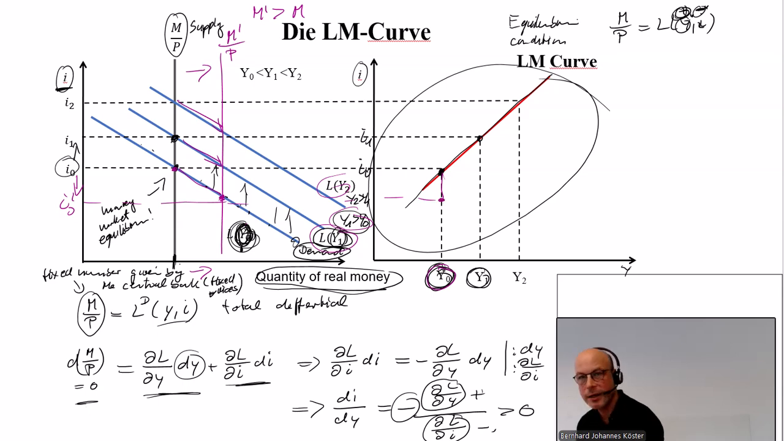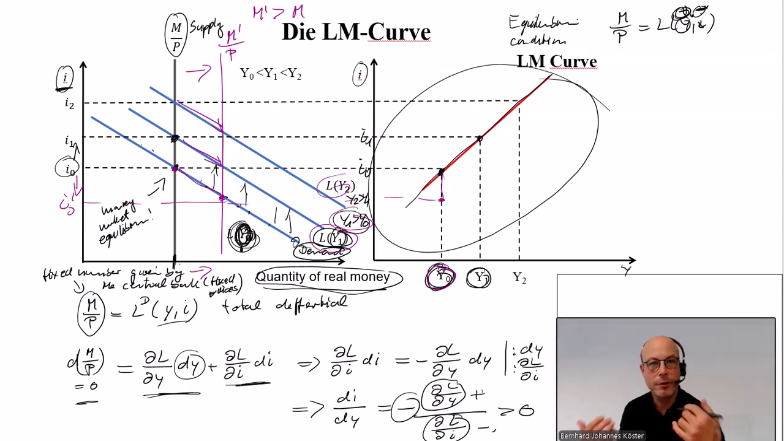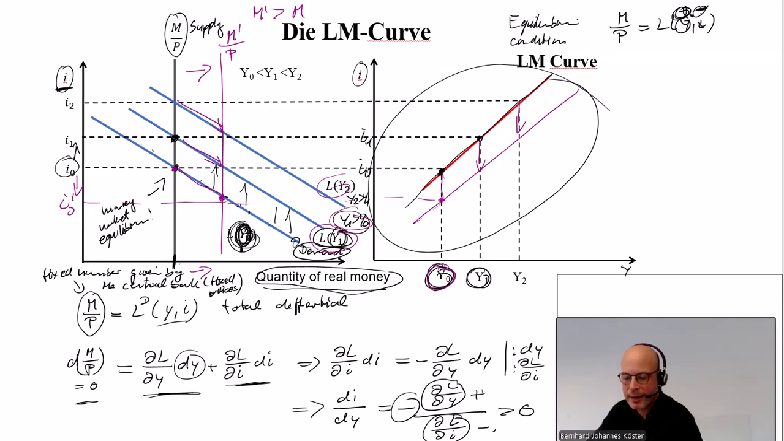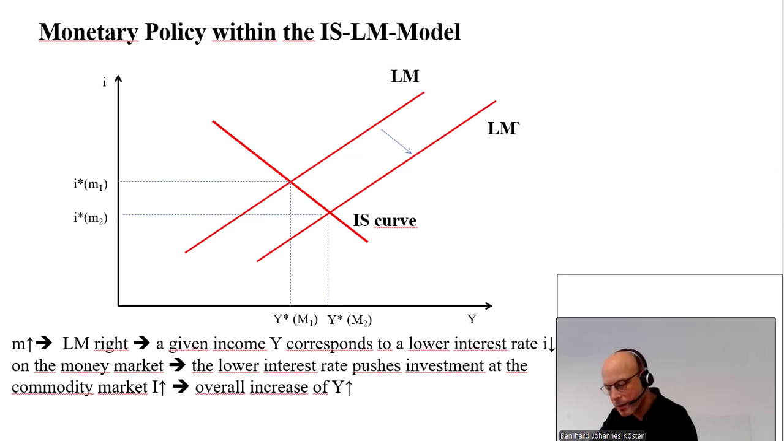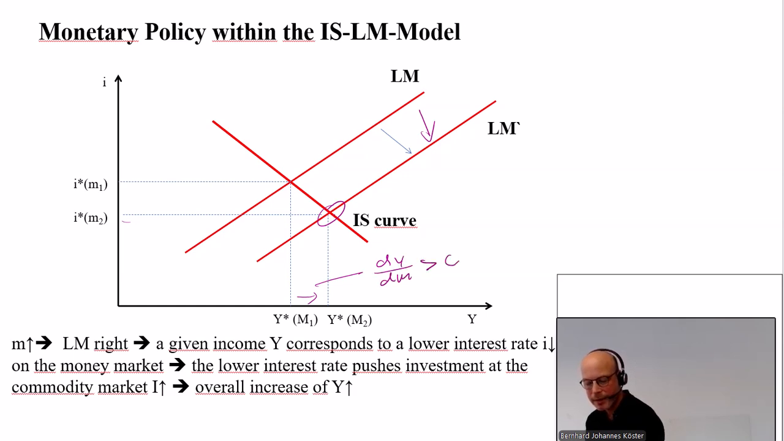But this has to be done for every income again. So this shifts down and this shifts down. And in the end, we know that the LM curve is overall shifting downward. Graphically, this downward shift means that we end up within an overall equilibrium where we have an increase. Remember, this effect, our positive dY over dM larger than 0, we have shown analytically 5 minutes ago.